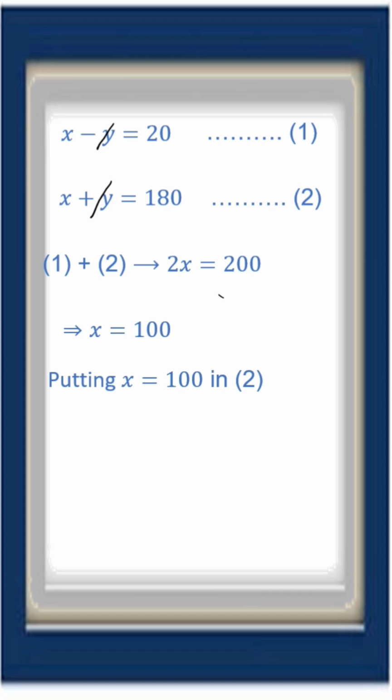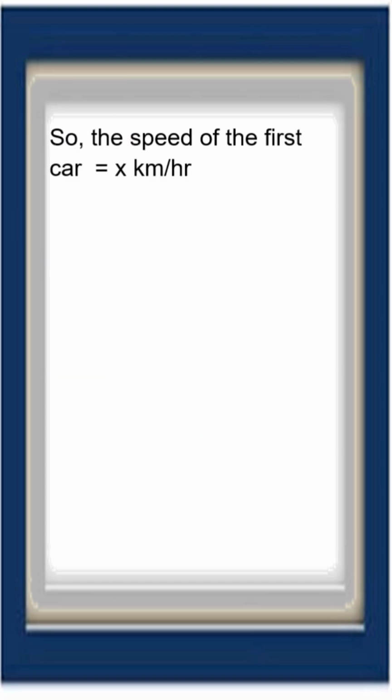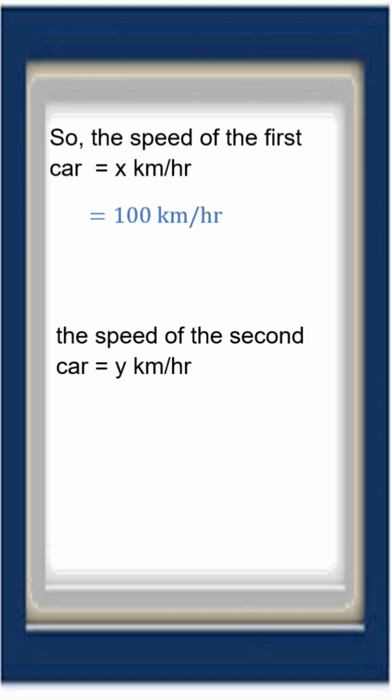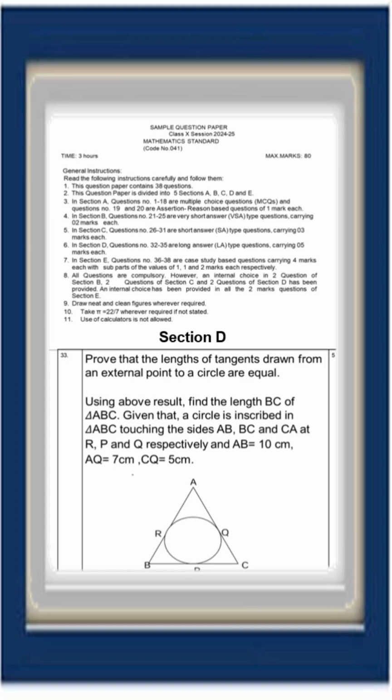Putting x is equal to 100 in equation 2, we get 100 plus y is equal to 180. So y is equal to 180 minus 100, that is 80. So the speed of the first car, that is x kilometer per hour, x is equal to 100. So the speed of the first car is 100 kilometer per hour. Speed of the second car, that is y, is 80 kilometer per hour.